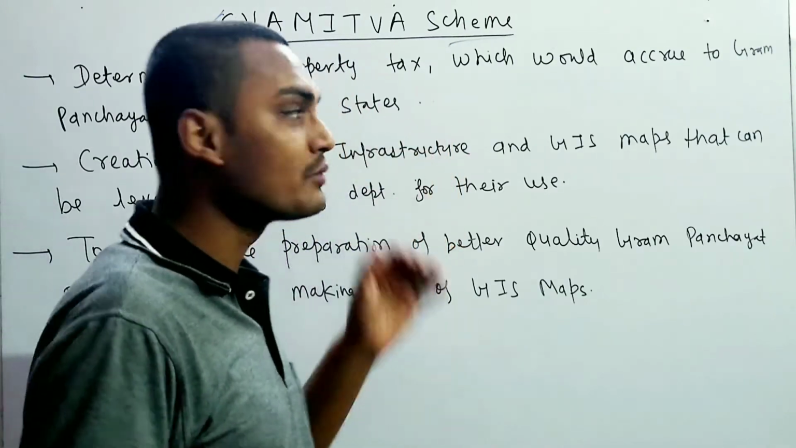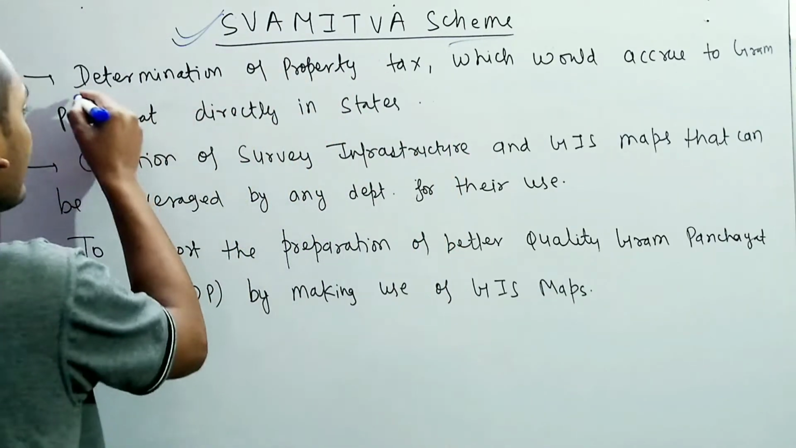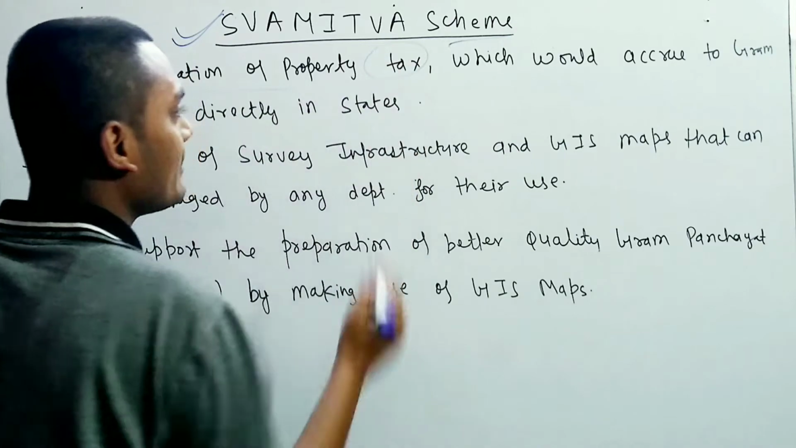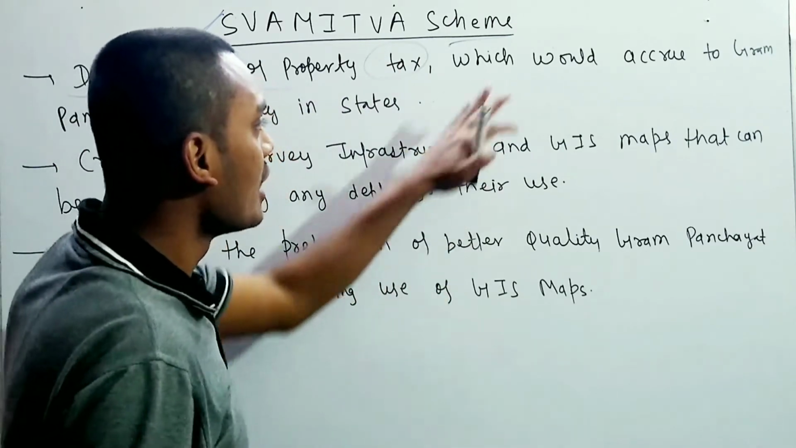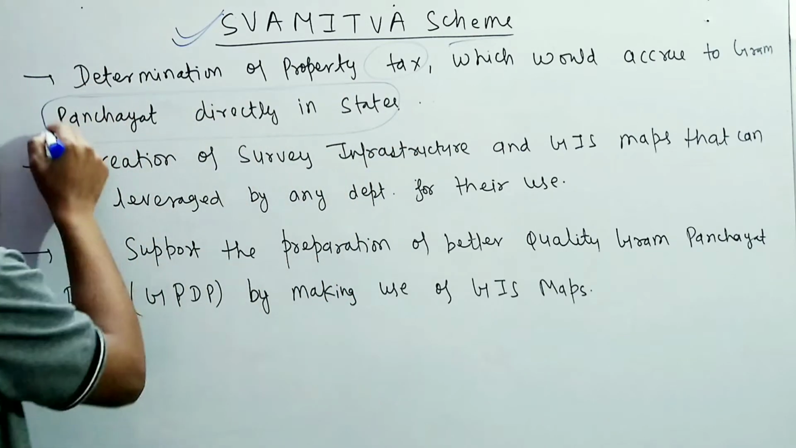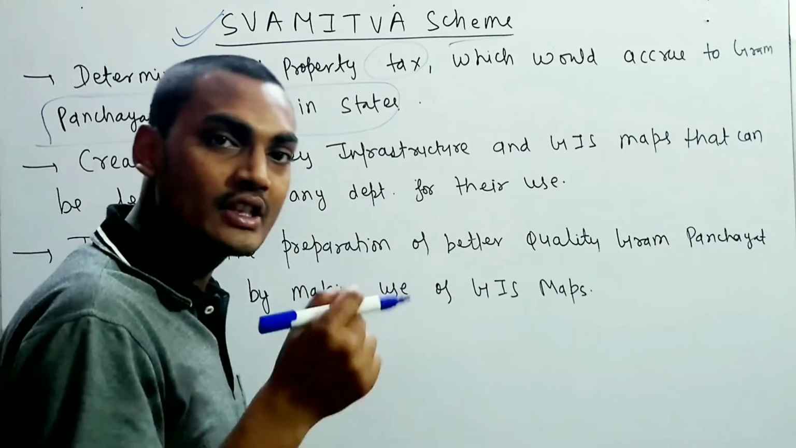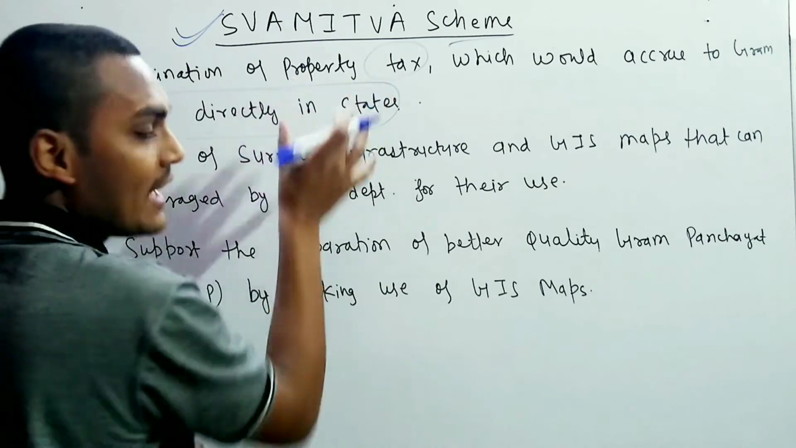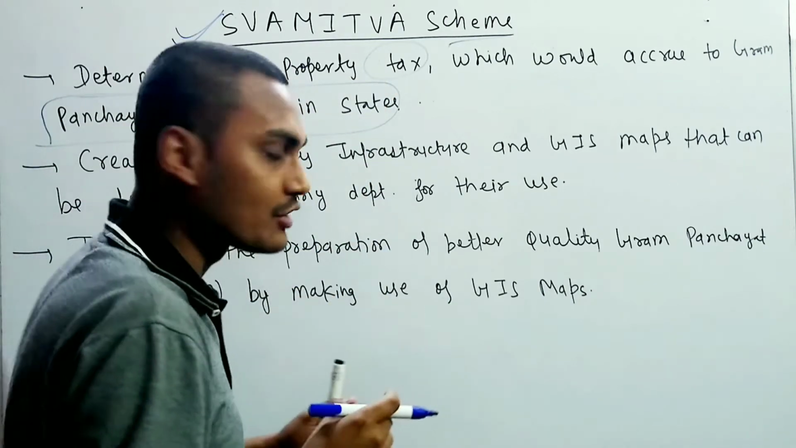If you talk about the third objective, then remember, it is basically the determination of property tax. As you know, property tax accrues to the Gram Panchayat directly in the state. So if there is clear and accurate data with the Gram Panchayat, then property tax collection will be more and more easier. So remember that.